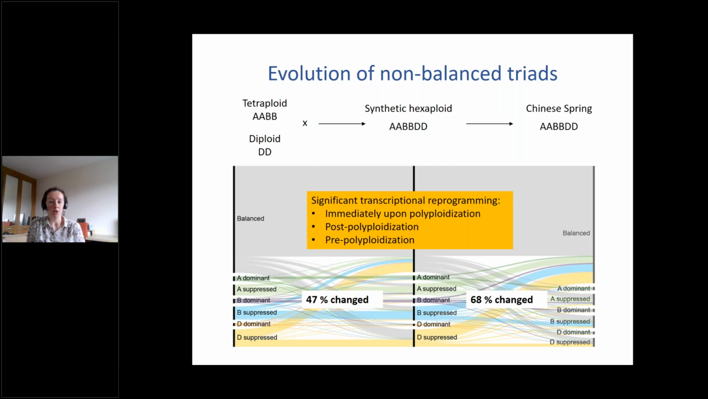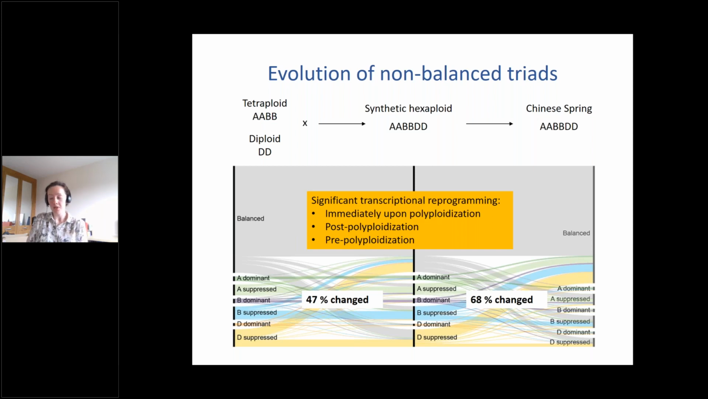These happened immediately upon polyploidization, so from the ancestral species until the synthetic hexaploid, but also after polyploidization, in these putative 10,000 years of evolution as a hexaploid. But I would also say that there were already pre-existing differences between the ancestral species. So it's not that all the genes, the homologs, were expressed at the same level, and suddenly upon becoming a polyploid, they all changed expression level. Some triads already had different expression levels.